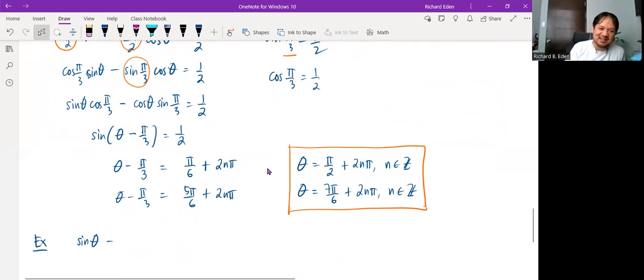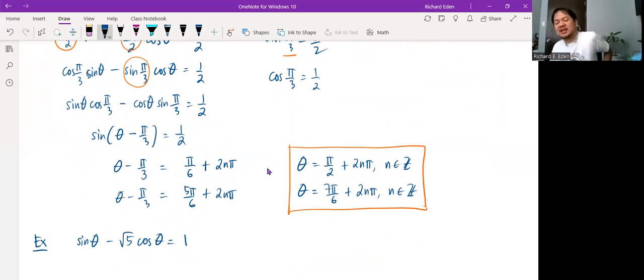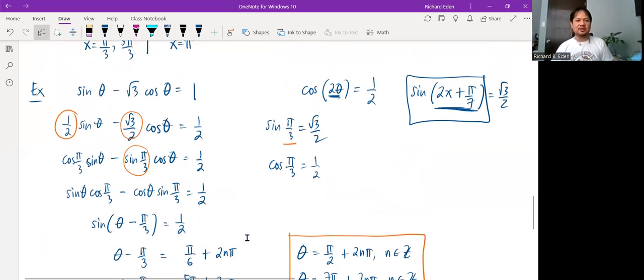Sine theta minus the square root of 5 cosine theta equals 1. Now, it's not going to be convenient. But let's take inspiration from what we encountered earlier. When the coefficients encircled in orange came out, one half and square root of 3 over 2, we were happy that, fortuitously, they happened to be the sine and cosine of special trig function values.